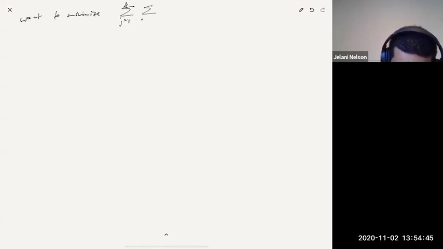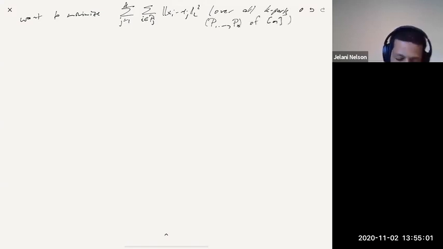I said that we want to minimize the sum, j goes from 1 to k, of the sum over i in P_j of the L2 norm squared of x_i minus mu_j, over all k partitions P_1 up to P_k of 1 to n. Okay. So why is this related to constrained low rank approximation?